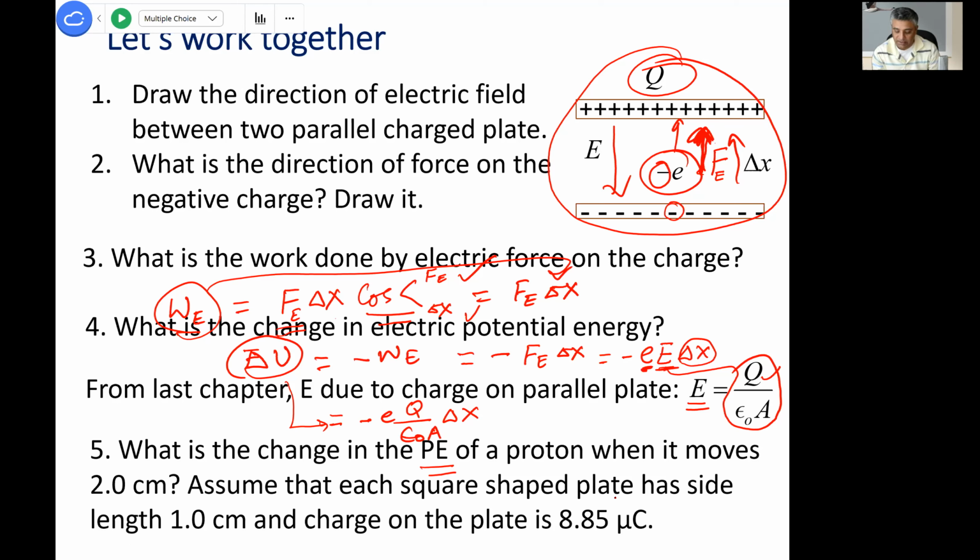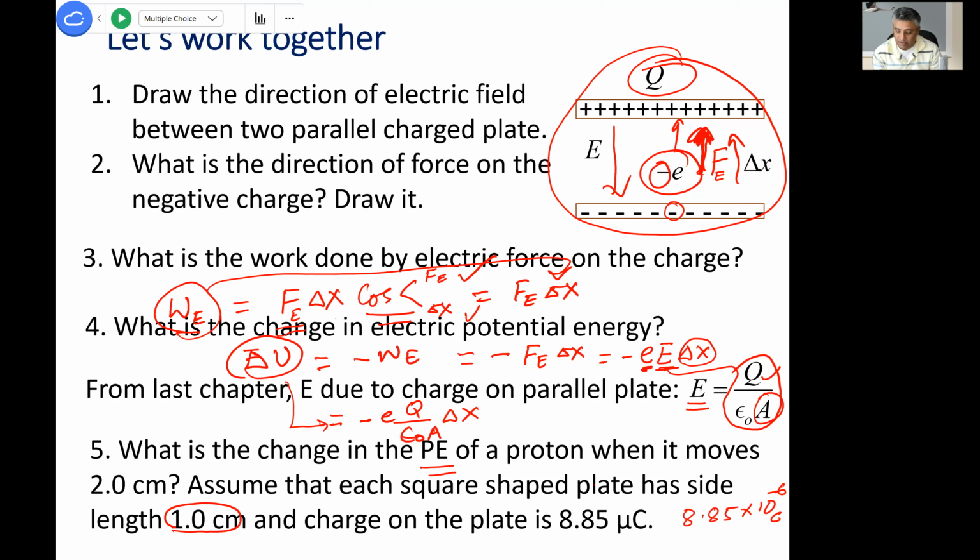So why do we need this information here? That's for the area. This A is the area of the plate. So we can get area from there. And source charge is this. It's in microcoulomb. So we want to write that as 8.85 times 10 to the power negative 6 coulomb, right? So now, how do you change that?